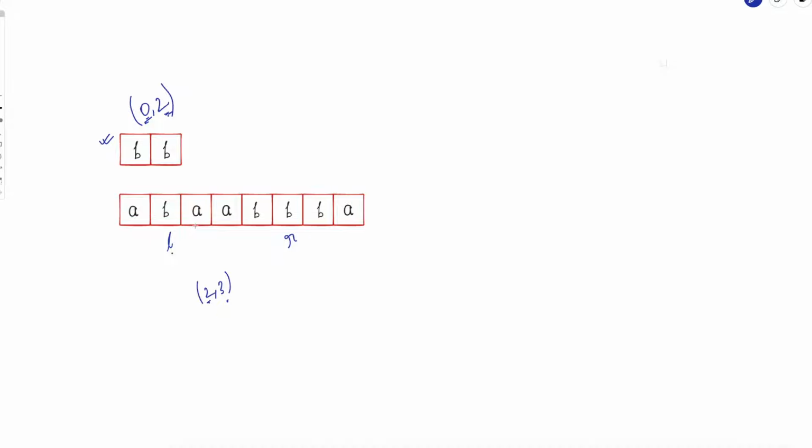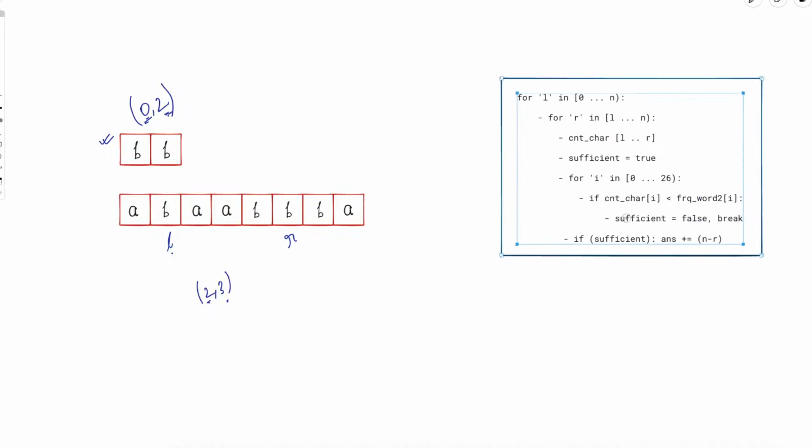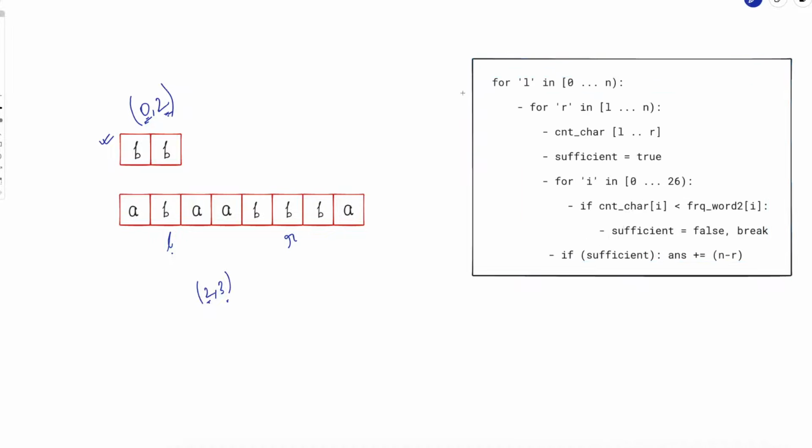So what is the pseudocode? The pseudocode for this would simply look something like this. You will try out every possible substring, which is, you will start with every possible starting and every possible ending of a substring. Now, for every possible substring, you will count the number of characters that are there, right?